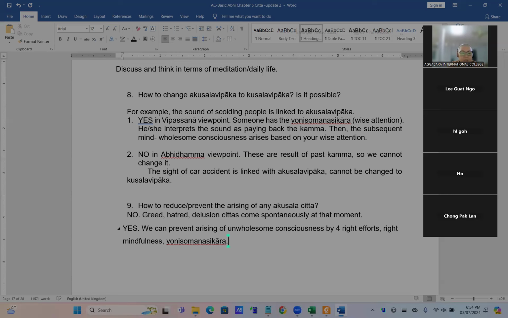Now, all right, I will provide another possible answer. To prevent the akusala citta, you need to know that at every moment, according to the Abhidhamma, only one consciousness arises. One moment, only one consciousness. So to prevent akusala citta is very easy. You just need to make sure any of your kusala citta appears. When you make sure your kusala citta appears, then akusala citta cannot appear.